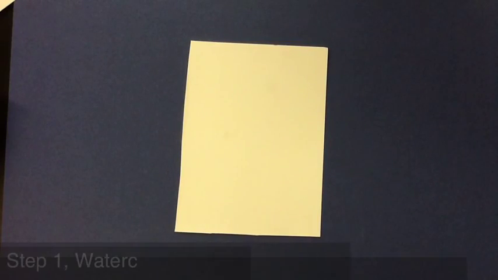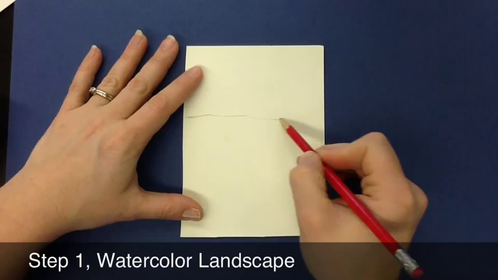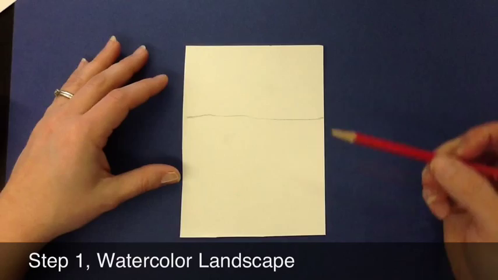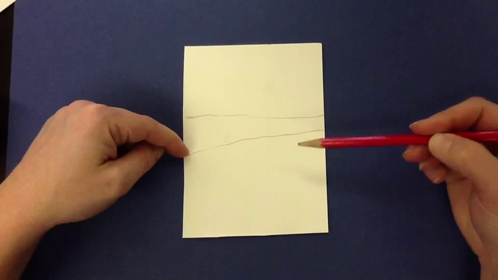Okay, for our landscape, you can choose any place that you would like your landscape to be. I'm going to do kind of a Midwest picture where I have my horizon line. No matter what landscape you're going to do, you're going to start out with your horizon line. And we have decided in our picture we need to have a reflection of some water. So right here, this is going to be my land. And then I'm going to put water down below.